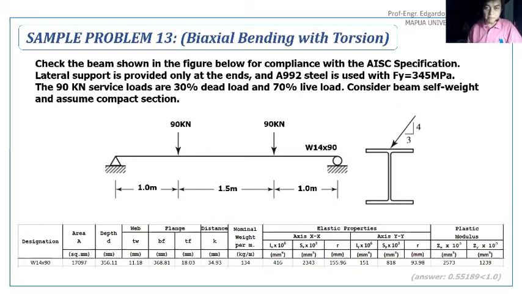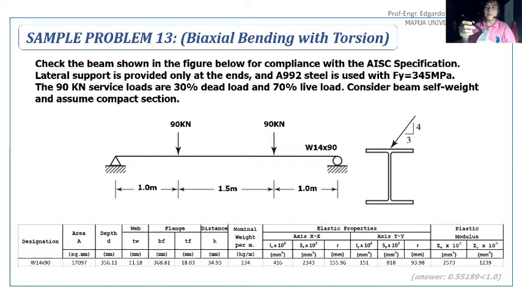So again, you have a simple beam with two concentrated loads, 90 kilonewton, pareha sila. Pero yung 90 kilonewton, hindi siya vertically applied. If this is the wide flange beam, hindi siya vertical. Sa halip, naka-incline siya. So dalawang 90 kilonewton naka-applied in this direction, which is 4 vertical tsaka 3 horizontal yung slope. So 3, 4, 5 triangle yung slope niya.